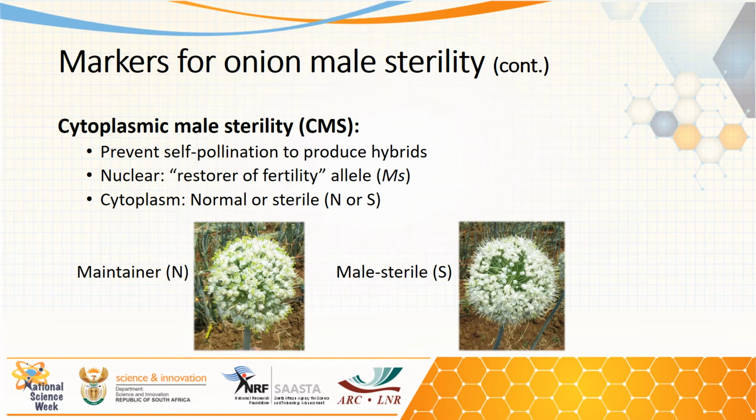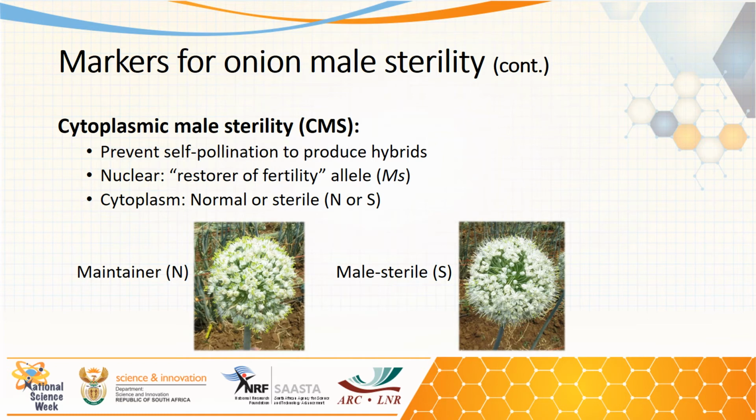In the nucleus, there is a nuclear restorer of fertility allele, capital MS, but we are only interested in the homozygous recessive small ms plants. The cytoplasm can be one of 2 types, normal or sterile. This is not inherited from the male plant since the pollen grain doesn't transfer its cytoplasmic genetic material when fertilizing the ovules.